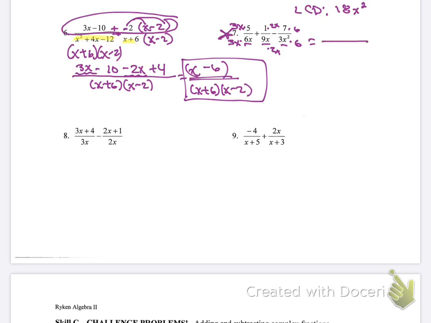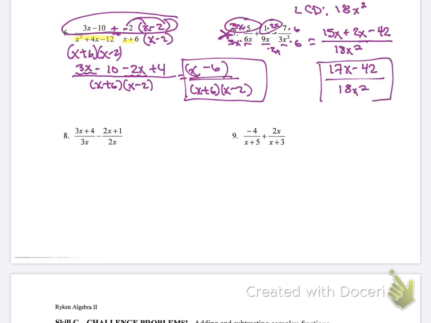Okay, so now my denominator is 18x squared. On top, this is what, 15x? And then plus this is 2x. And then this was a minus, so minus 42. So the only thing left to do then is combine the 15x and the 2x, so 17x minus 42 over 18x squared, which nothing's going to cancel, so I'm done.